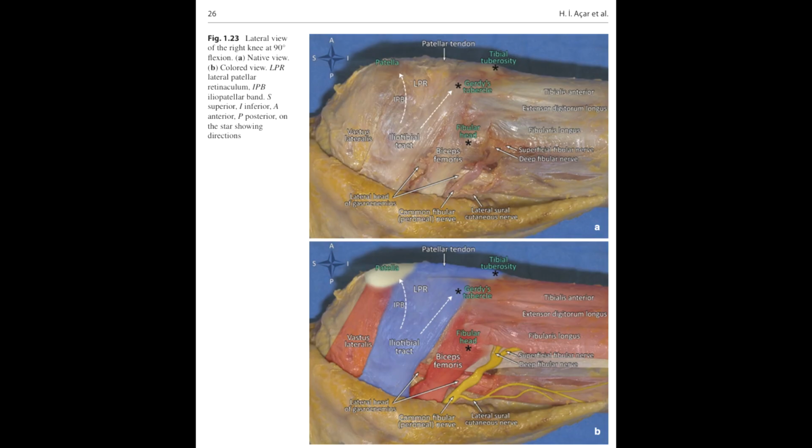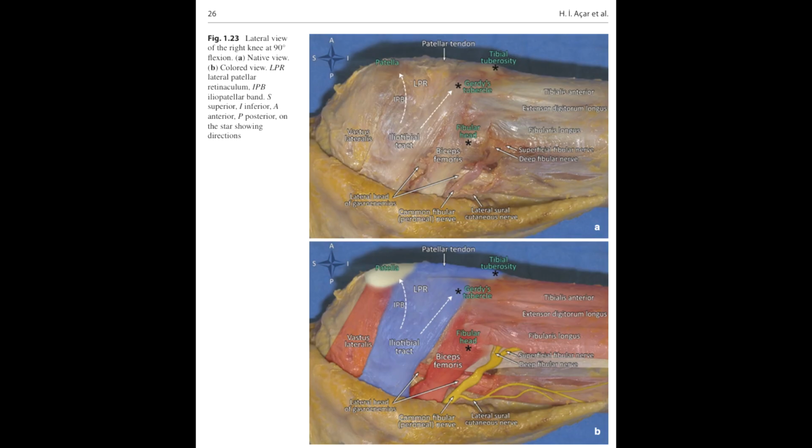From the common fibular nerve, we see its two major branches: the superficial fibular nerve, superficial peroneal nerve, which supplies the fibularis longus and fibularis brevis muscles and provides cutaneous innervation to most of the dorsum of the foot, and the deep fibular nerve, deep peroneal nerve, which innervates the anterior compartment muscles like tibialis anterior and extensor digitorum longus, and supplies sensation between the first and second toes.